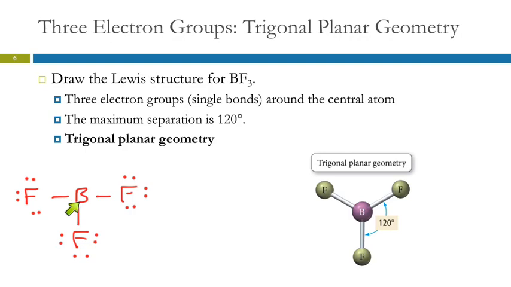Here's our boron. How many electron groups? 3. There's 3 single bonds. 1, 2, 3. So how do 3 things get away from each other? Here I have 3 balloons tied together. What shape does that make? A triangle. We're not going to have 2 of them on opposite sides and that one squeezed in the middle, right? I can bend it like that, but when I let go, it makes this triangle again.